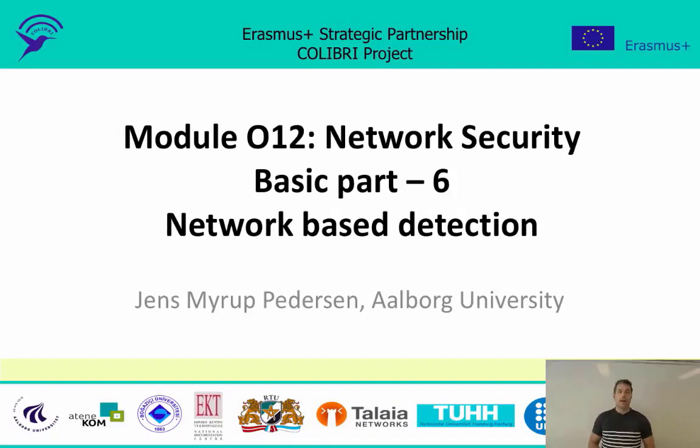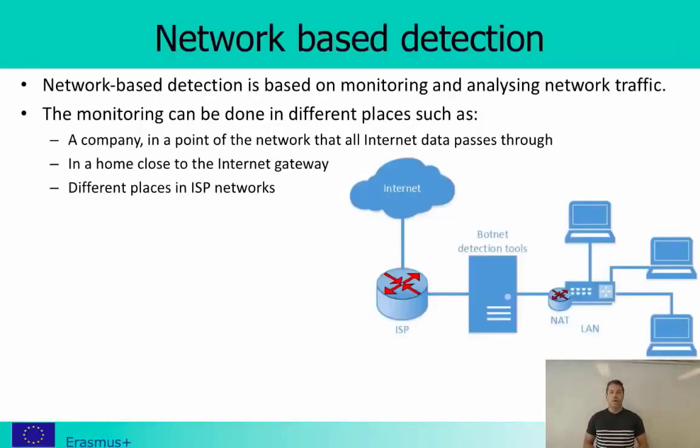So welcome to part 6 of the basic module in network security. What we'll be talking about here is network-based detection of malware and botnet activities. So when we're talking about network-based detection, we can actually do this in different points in the network. The most important is that we have traffic coming through this point, and we are able to analyze the traffic in that particular point. So that could take place in different places.